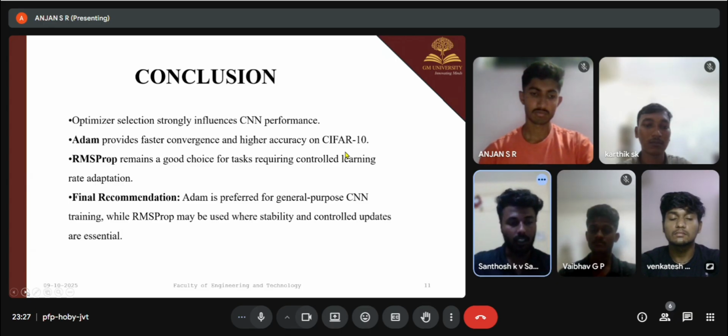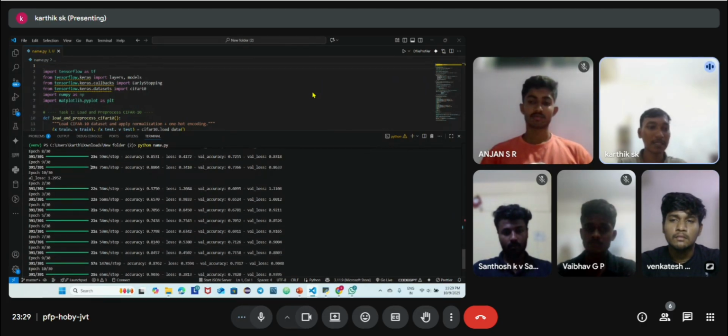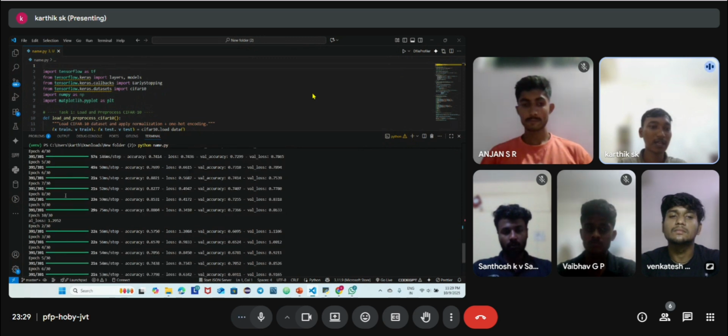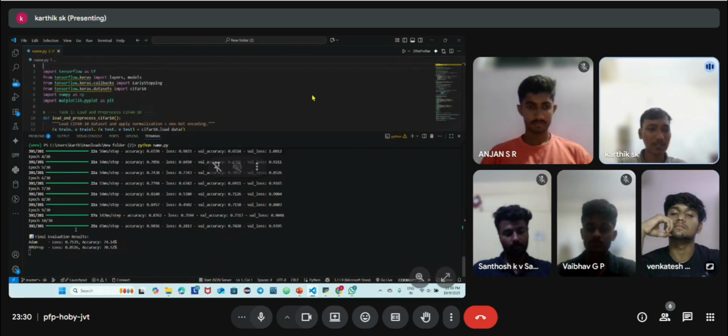controlled updates are essential. Here is our code where we did the Python programming, in which at first we train the model with an Adam optimizer, where it trains for nearly 30 batches. And next is the final evaluation results, which give the Adam and RMSprop results, where the loss for Adam is 0.7539 and the accuracy is up to 74%, while for RMSprop the loss is 0.85 and the accuracy is 70%.